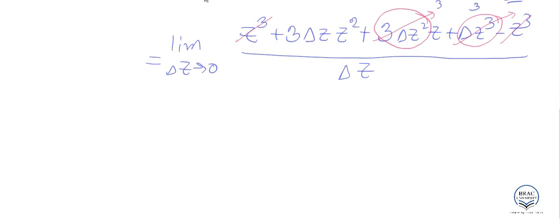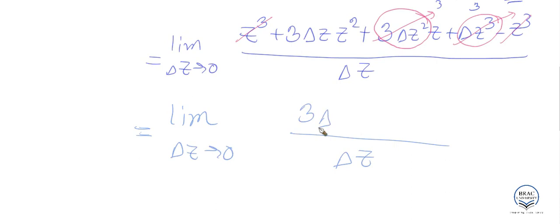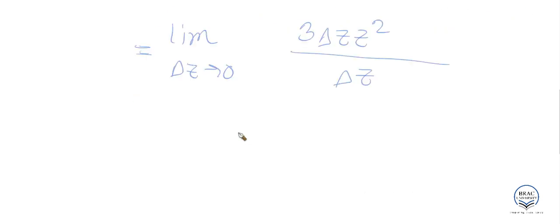So what are we getting? We are getting the limit as del z goes to 0 of del z times 3 z square and nothing else, and you can see that this del z and this del z will cancel out. So as del z goes to 0, the derivative, the thing that we are trying to evaluate, will just give us 3z square.